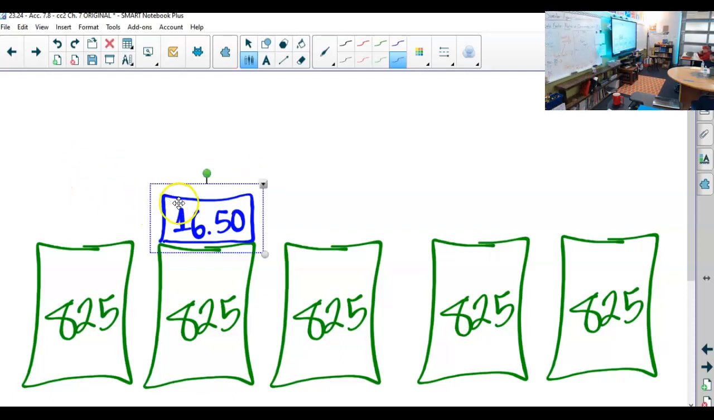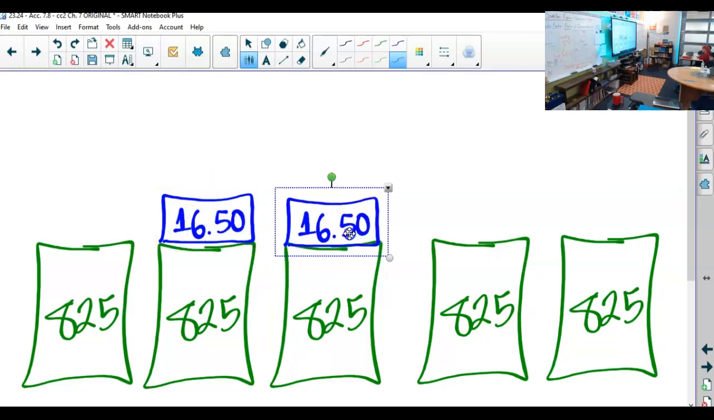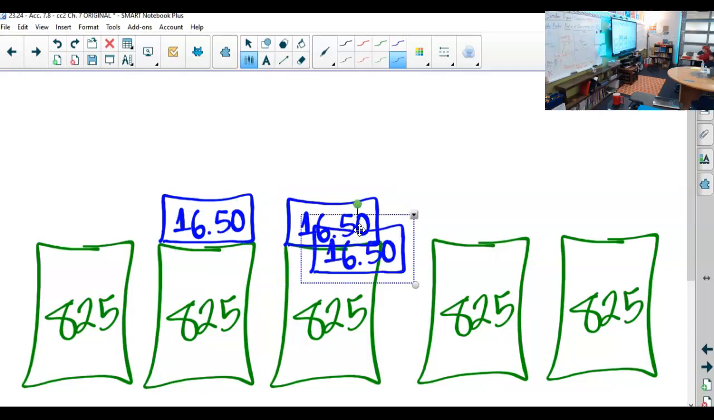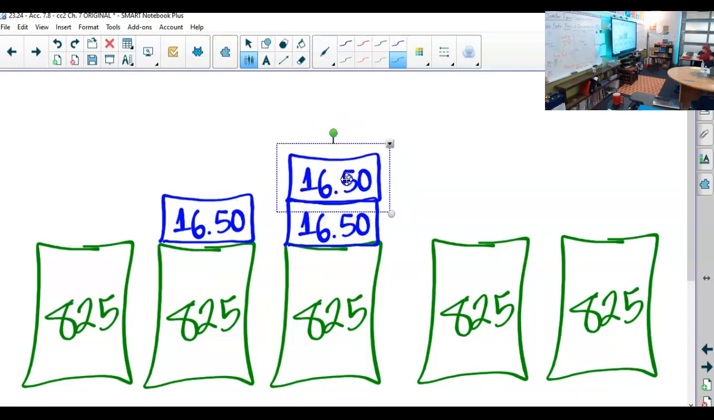All right, week 1, we'd owe them an extra $16.50. Week 2, if we pay them back the second week, we had that $16.50 from the first week and another $16.50 for the second week.